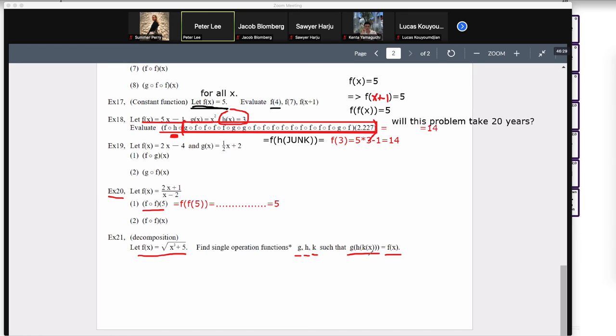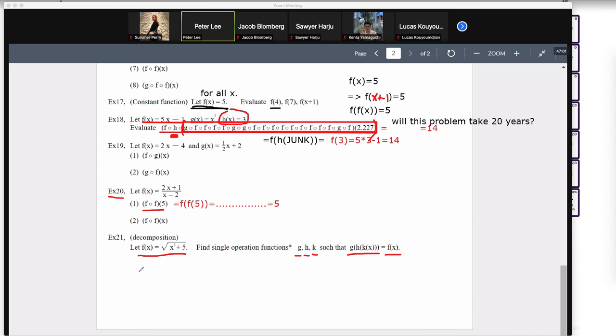So I am not giving you the individual functions for you to find the composition. I am giving you the composition, and you have to now find the individual functions. Do you understand what the question is? You have to find g, h, and k such that g compound h compound k of x will equal f of x. Once again, this is like a reverse problem.